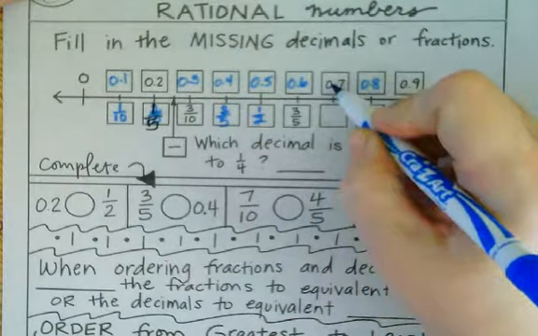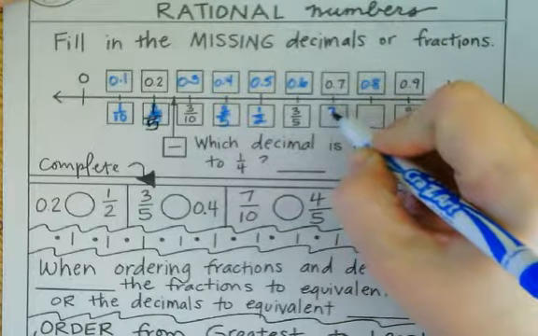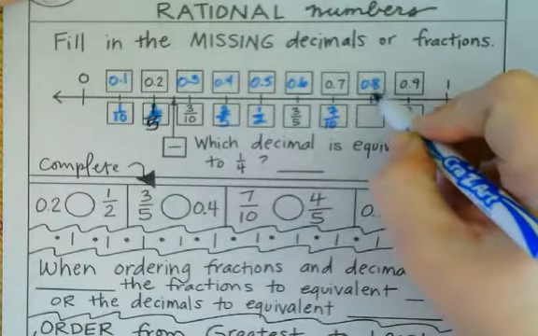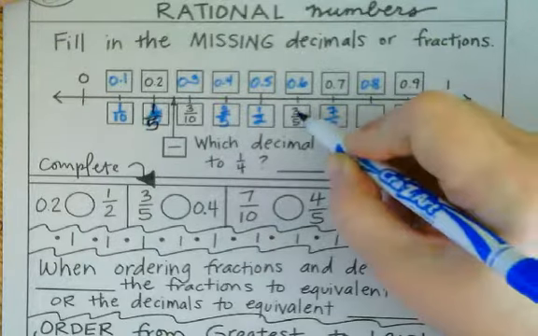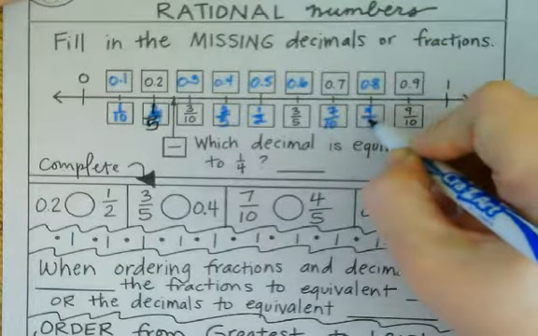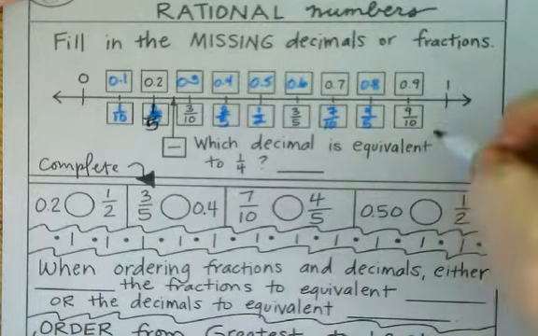So this is going to be, looking up here, 7/10. And then this is 8/10, but it's going to become, very good, 4/5, and then 9/10.